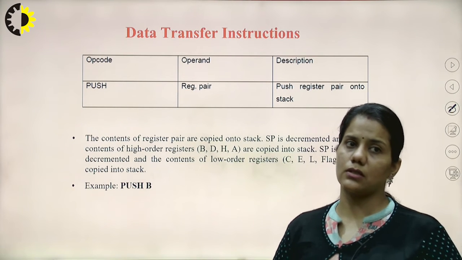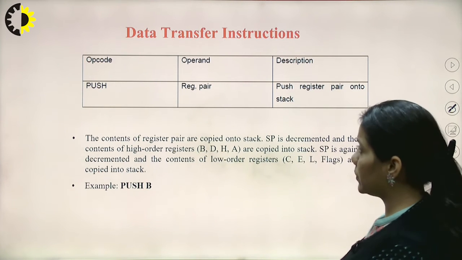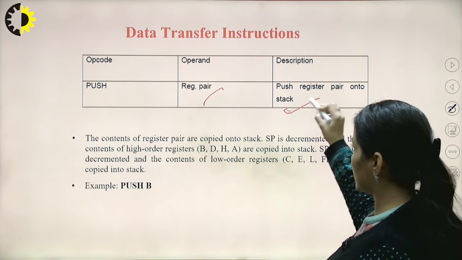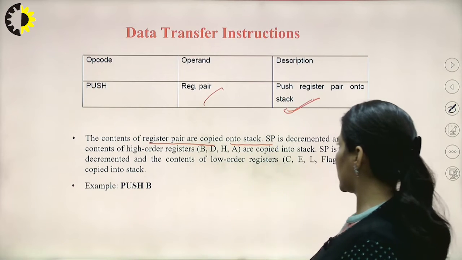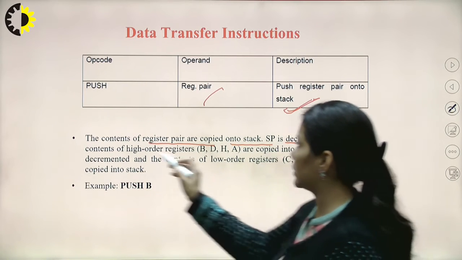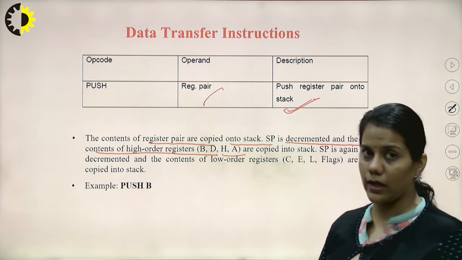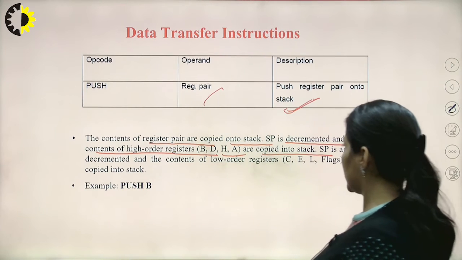Next instruction in this category is PUSH register pair. This instruction will push the contents of the register pair into the stack. So the contents of the register pair are copied onto the stack. Stack pointer is decremented and the contents of the higher order registers B, D, H and A are copied into the stack. These are the higher order registers from the register pairs.